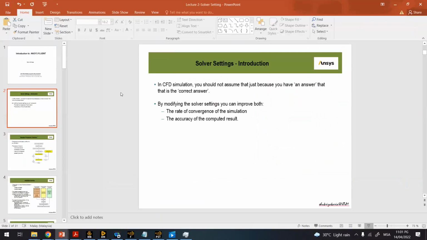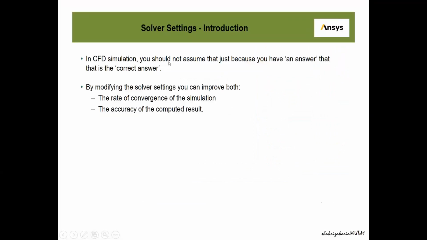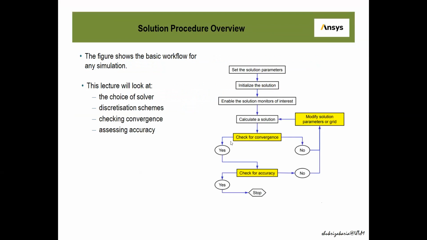So in CFD simulation, you should not assume that just because you have an answer, the answer is correct. By modifying the solver settings, you can improve both the rate of convergence and the accuracy of the computed result. This is the common figure in any simulation work.